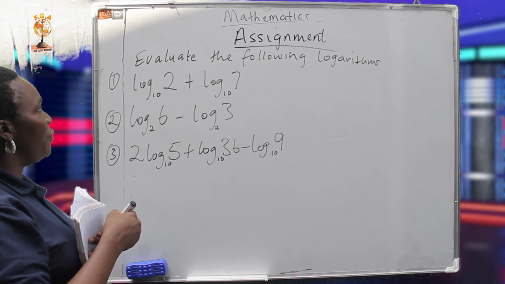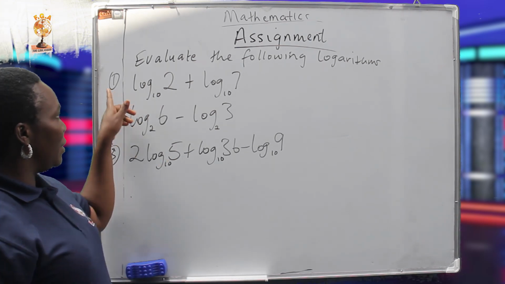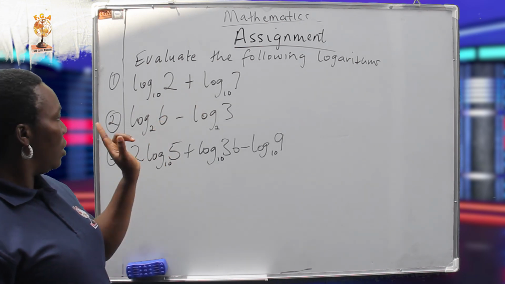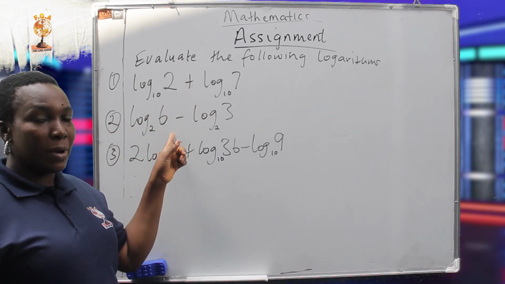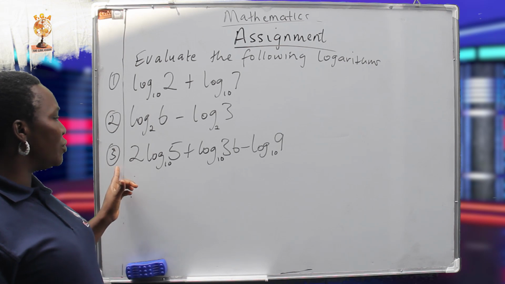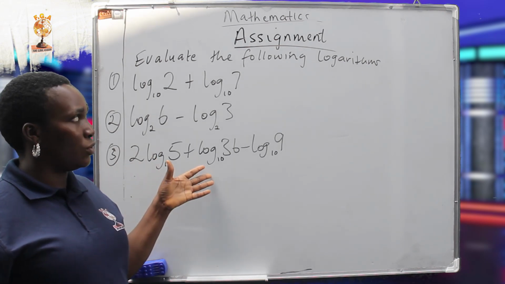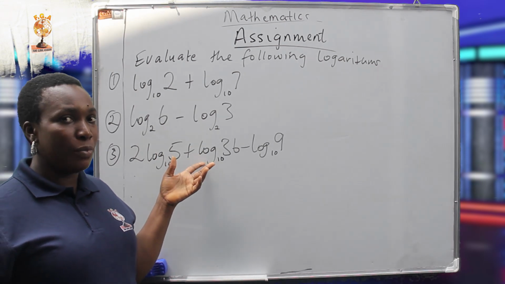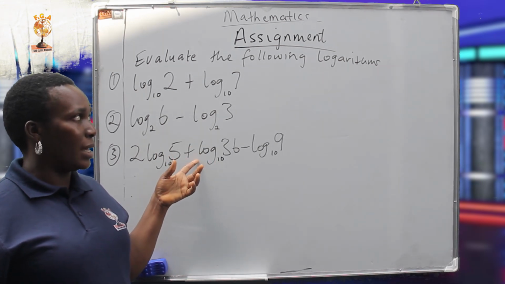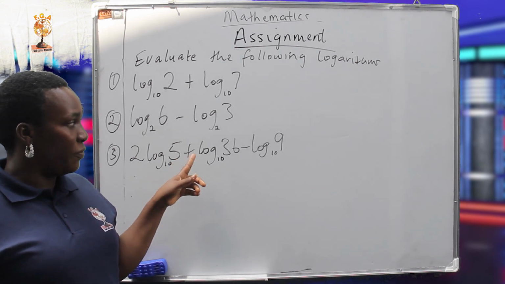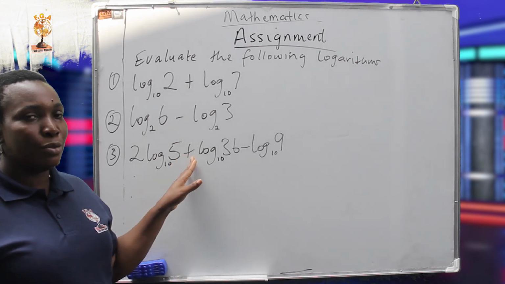If you check very well, question number 1 is talking about addition law. Question number 2 is talking about subtraction law. Then question number 3 is a combination of addition law and subtraction law. And we have done an example on this, that's example 3. So if you refer back to example 3, you should be able to solve this.